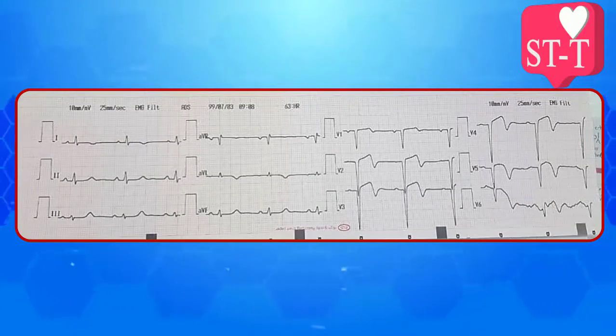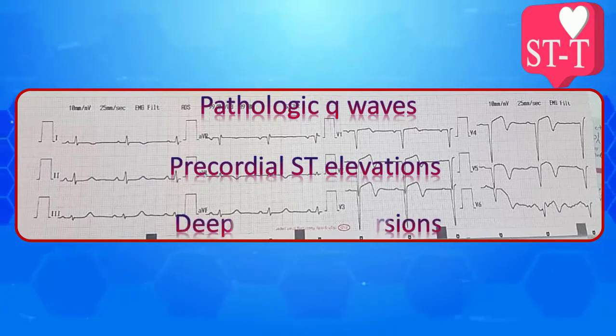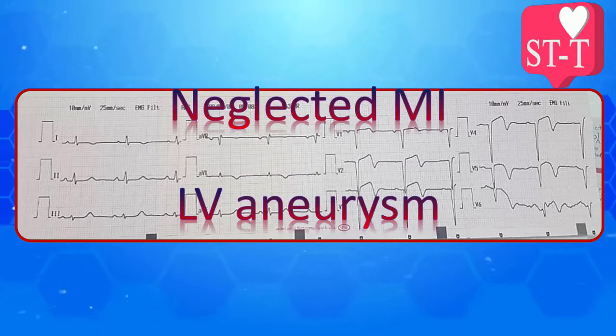Let's review our abnormal findings again. As you see, the most abnormal findings are pathologic Q waves with subsequent negative concordance, precordial ST elevations, and deep T wave inversions. This triad is highly compatible with neglected MI or LV aneurysm. LV aneurysm and recently neglected MI are electrocardiographically similar. So, we are not capable of distinguishing them by EKG.